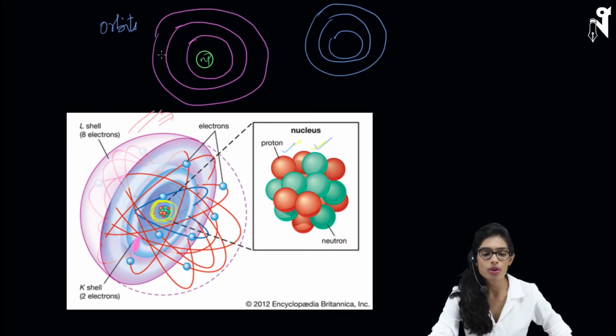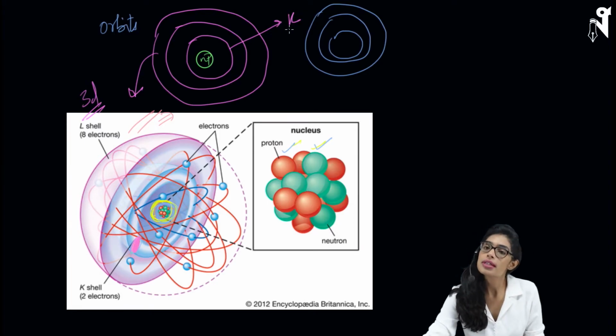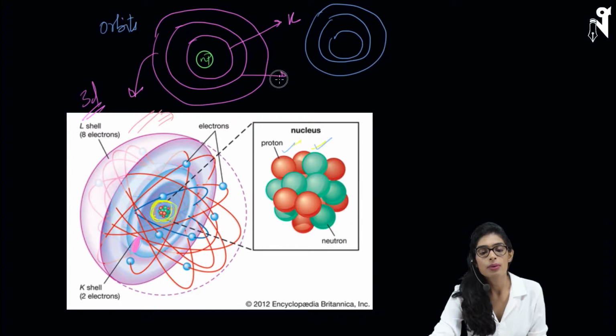This is a two-dimensional picture, and what I'm showing you over here is a three-dimensional picture. The first shell will be called the K shell. It's just the name of the shell. The next shell will be called the L shell. The third shell will be called the M shell, and so on. The first shell will have the capacity to carry only 2 electrons.